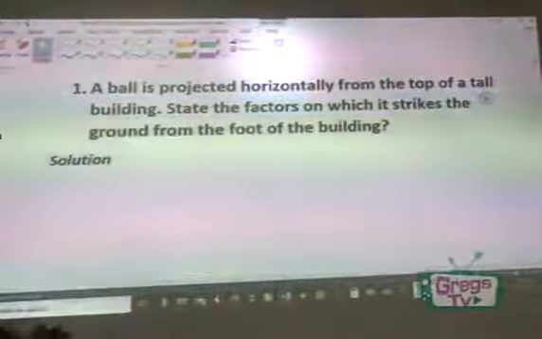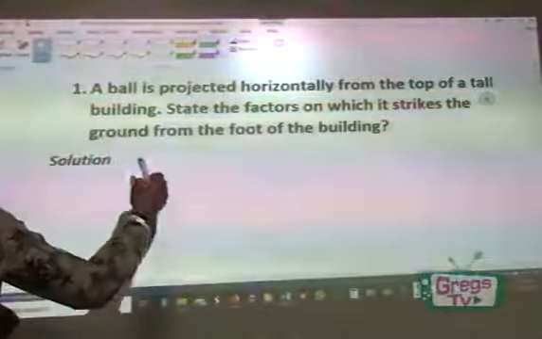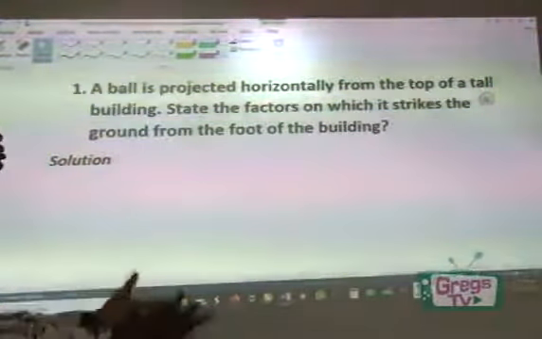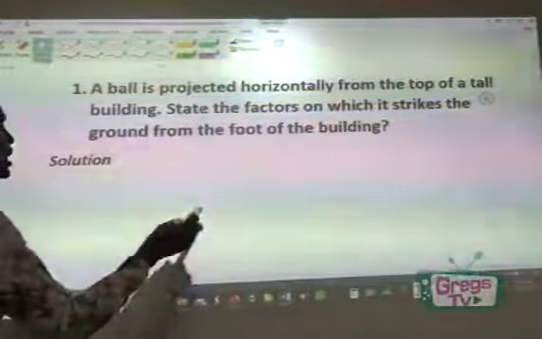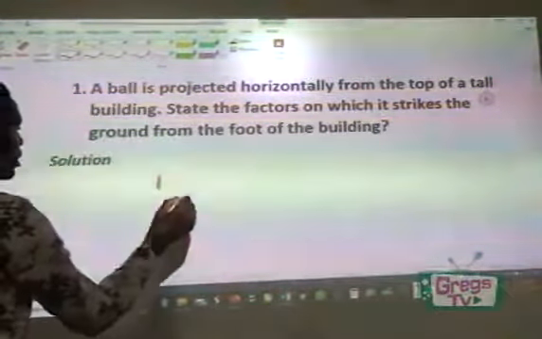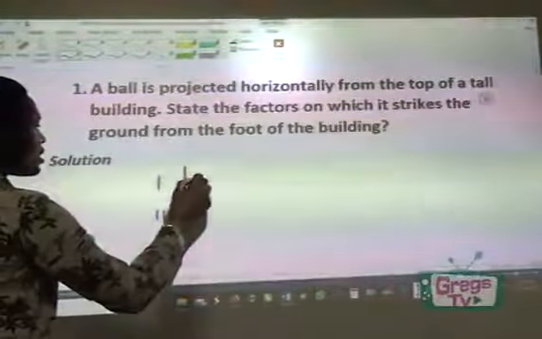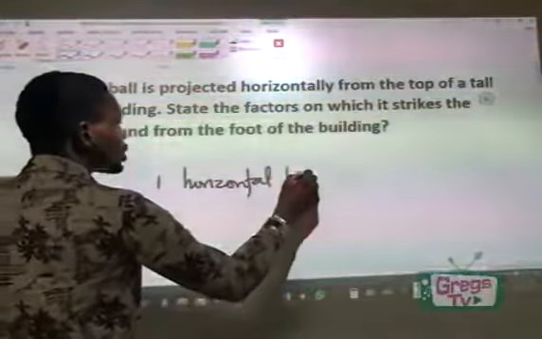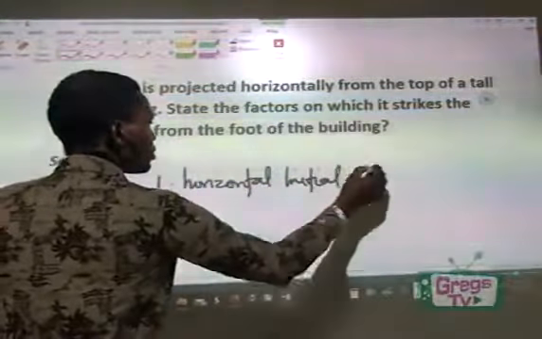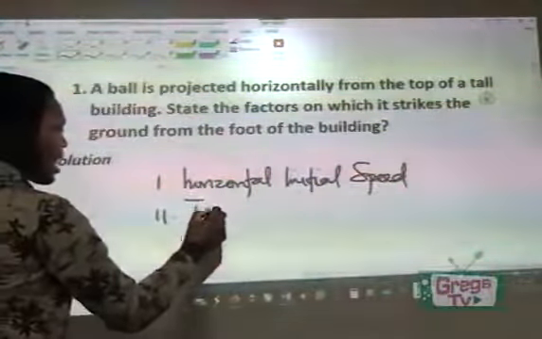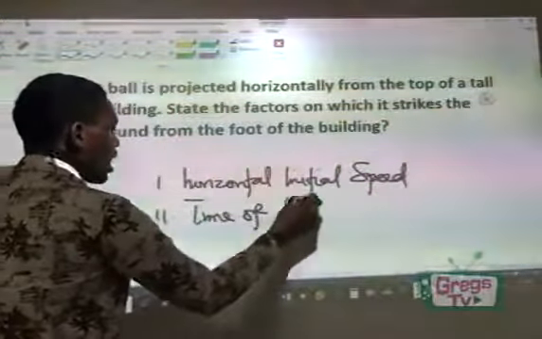Looking at this question, they are asking you to state the factors on which the distance at which it strikes the ground from the foot of the building depends. There are just two factors. Number one is the horizontal initial speed, and number two is the time of flight.